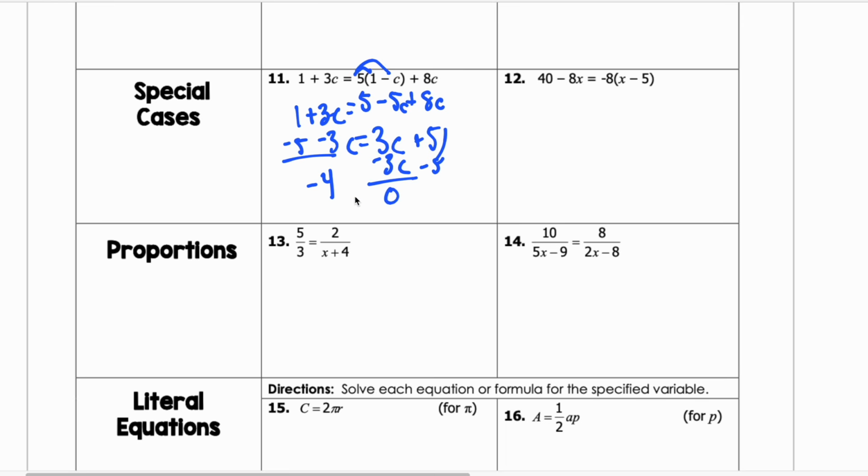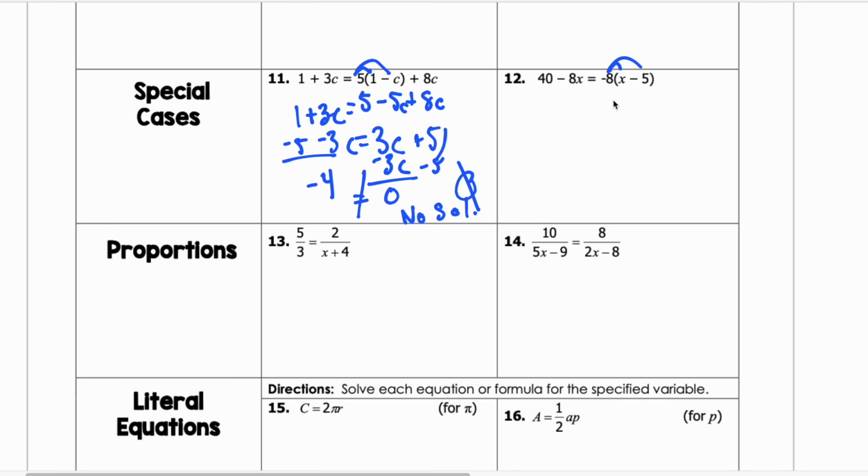And then if I subtract 3c, I will have 0. So here I have a situation where -4 equals 0. Well, that's not true. -4 does not equal 0. So in this case, we would put a slash through our equal sign and say no solution. Okay, so this is a special case. So let's look at this one.